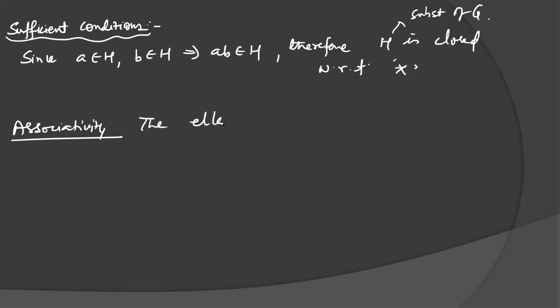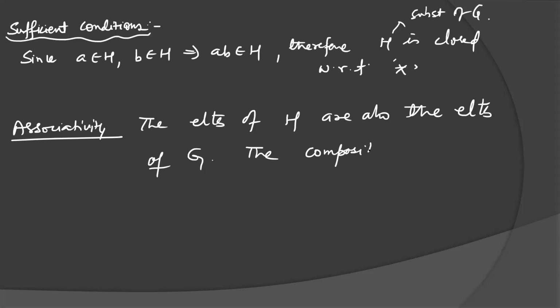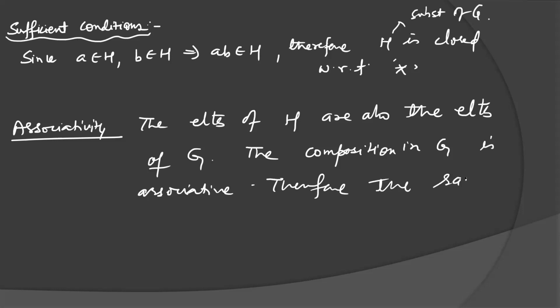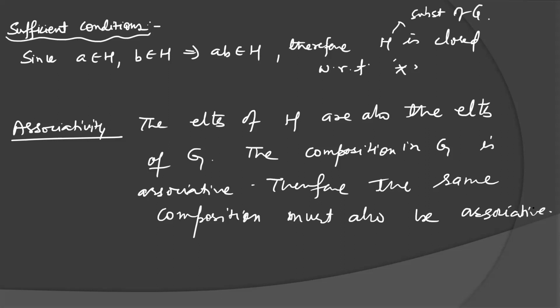The elements of H are also the elements of G, obviously because H is a subset of G, and the composition in G is associative. Therefore, the same composition, means operation, must also be associative because the elements are the same, so associativity holds.